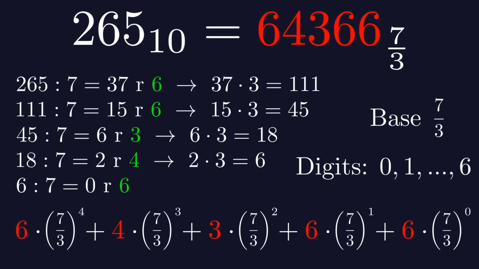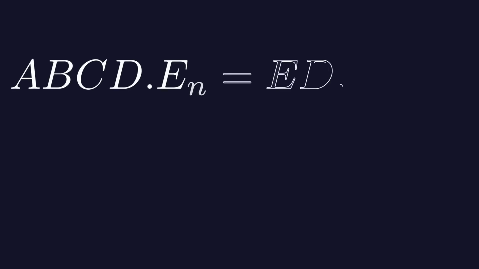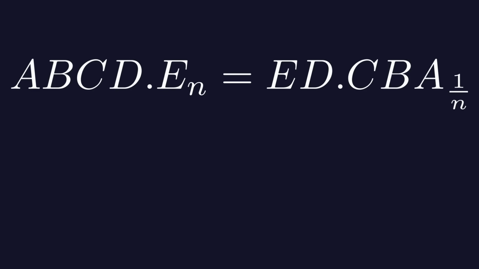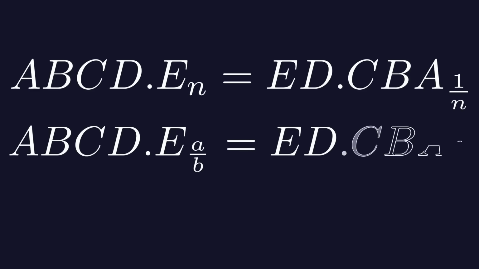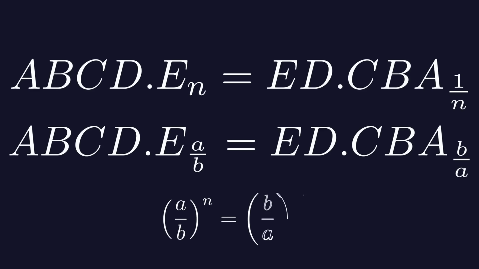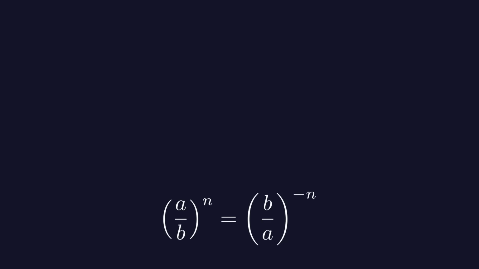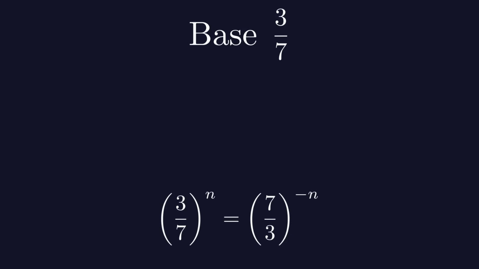But now let's look at number bases where the denominator is bigger. We have already seen that numbers written in base 1 over n are just reversed numbers written in base n. It also means that numbers written in base a over b are reversed numbers written in base b over a, because (a over b) to the power of n is equal to (b over a) to the power of minus n. Let's look at base 3/7, the reverse of 7/3.